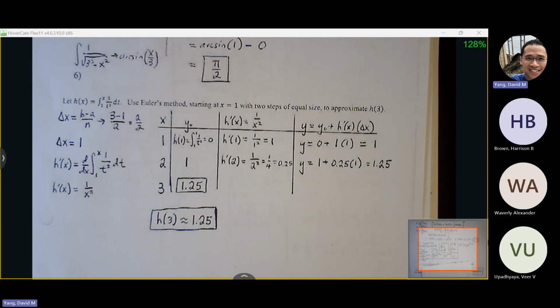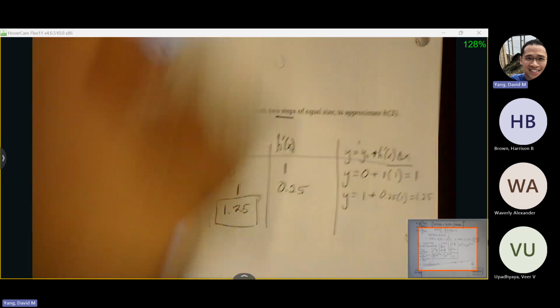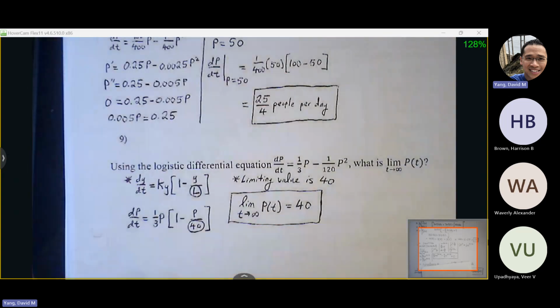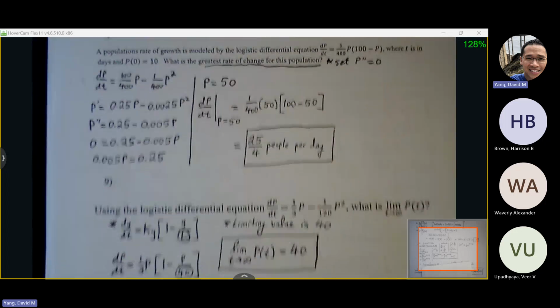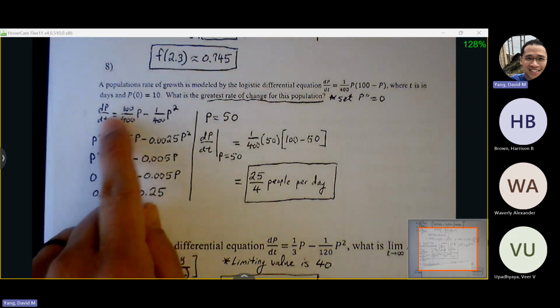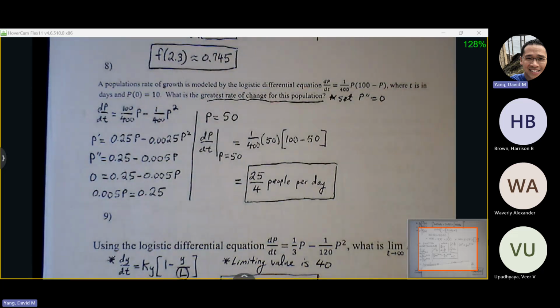You need them for 9 or 8, because they have filled-in problems with those equations. So number 8, we have population growth modeled by a logistic equation. What is the greatest rate of change for this population?